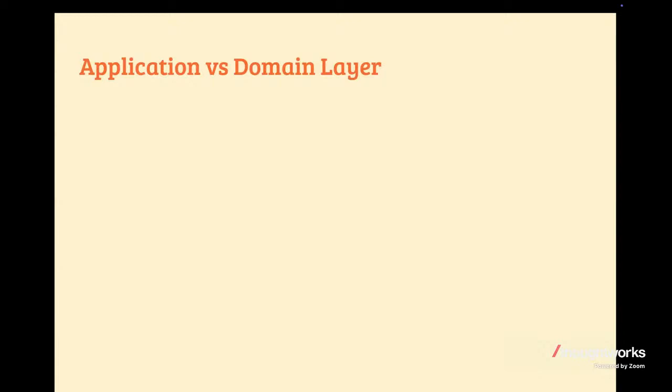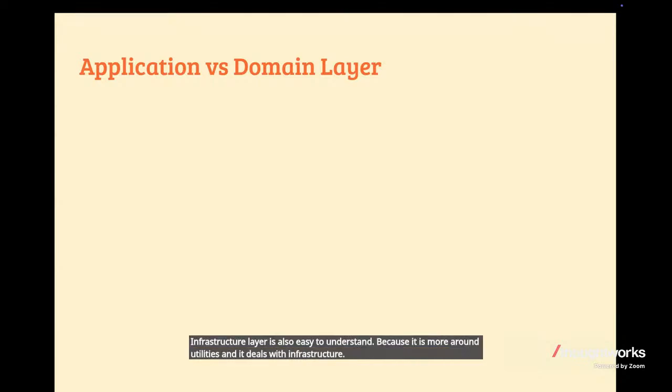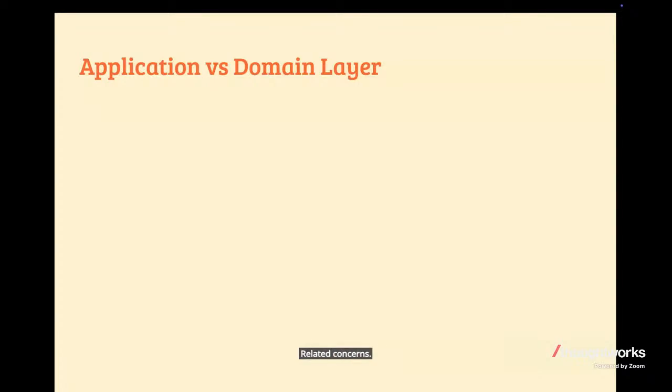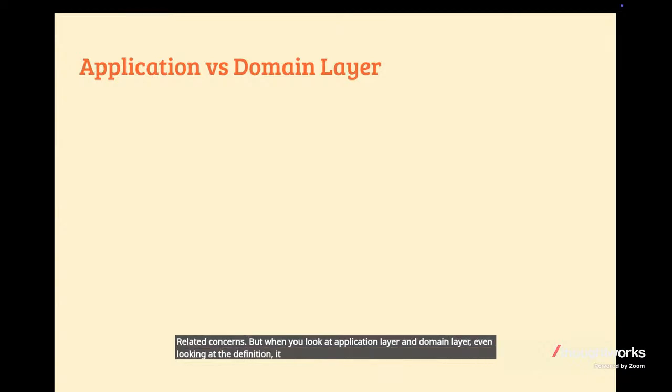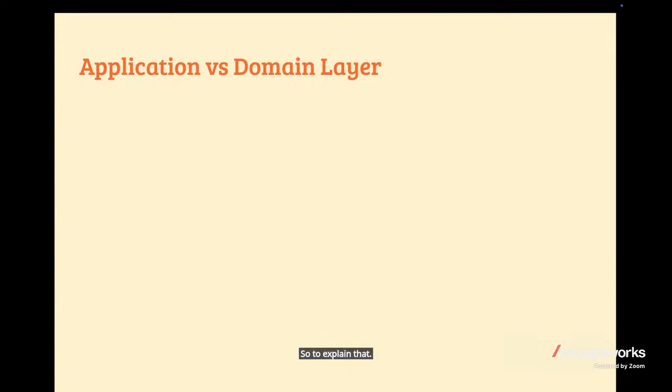Now, the distinction between the application layer and the domain layer is sometimes not very clear. The presentation layer is straightforward; all of us understand that it is the user-facing layer. The infrastructure layer is also easy to understand because it is more around utilities and deals with infrastructure-related concerns. But when you look at the application layer and the domain layer, even looking at the definitions, it might not be very clear what the finer difference is, right? So to explain that, let's look at an example.